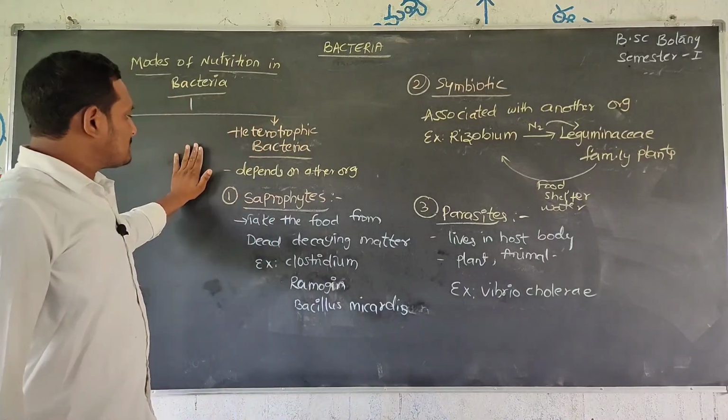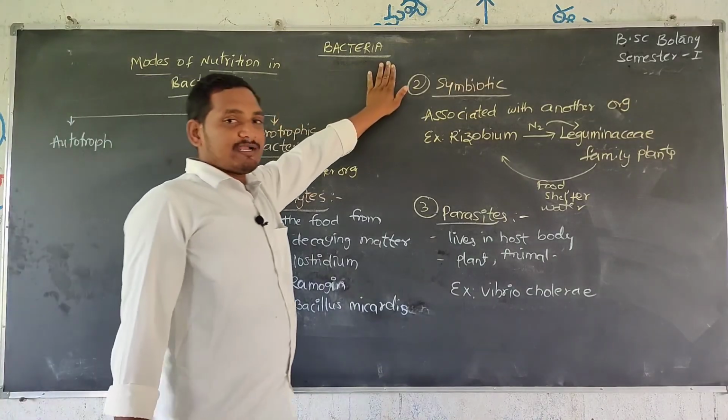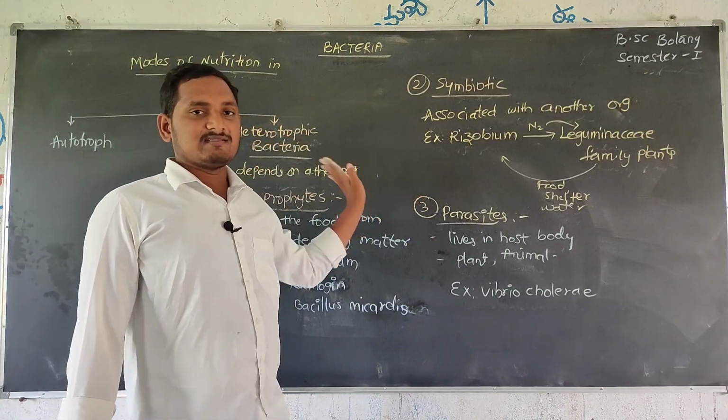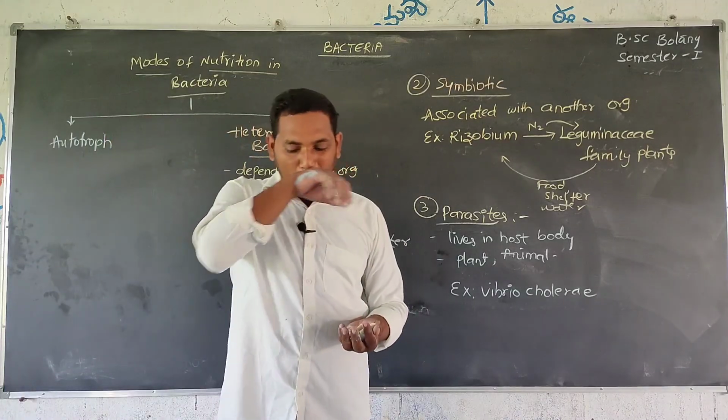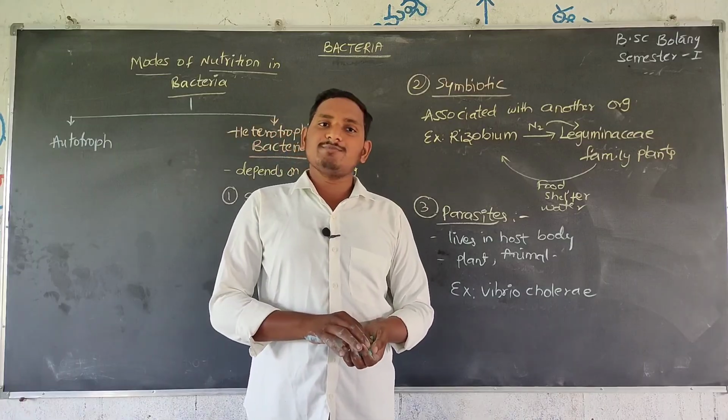So heterotrophic organisms are saprophytes, symbiotic and parasites. These are the heterotrophic bacteria types. In the next class we will discuss reproduction in bacteria.